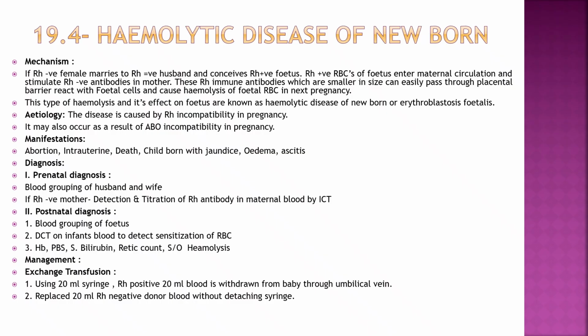For prenatal diagnosis: blood grouping of husband and wife, and if the mother is Rh negative, detection and titration of Rh antibody in maternal blood by ICT, that is the indirect Coombs test. Postnatal diagnosis: DCT, the direct Coombs test, on the infant's blood to detect sensitization of RBCs, blood grouping of the fetus, then Hb, PBS, serum bilirubin, reticulocyte count, and the signs of hemolysis. Management is exchange transfusion.